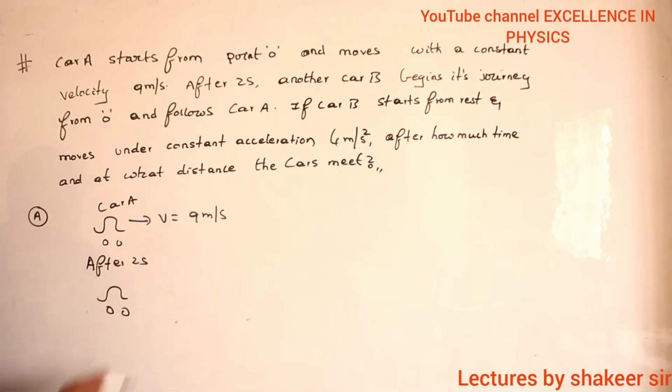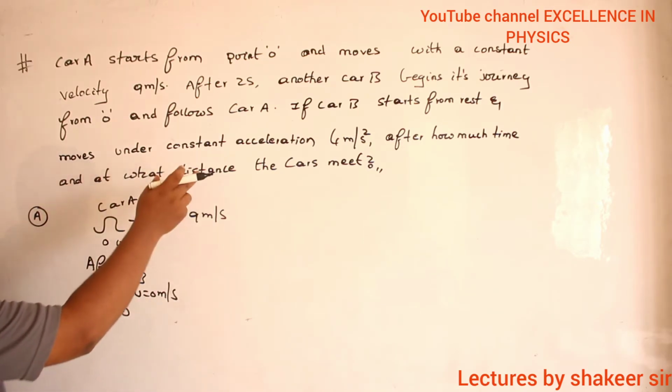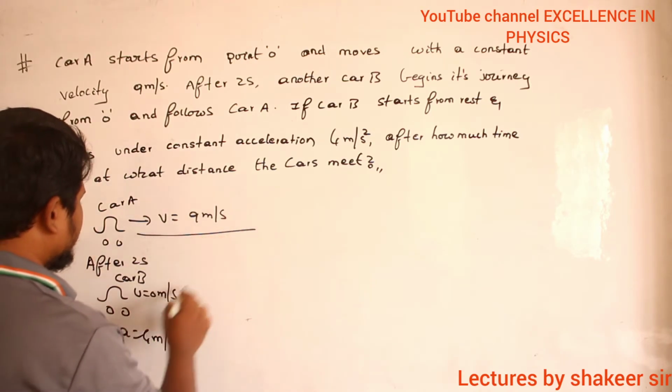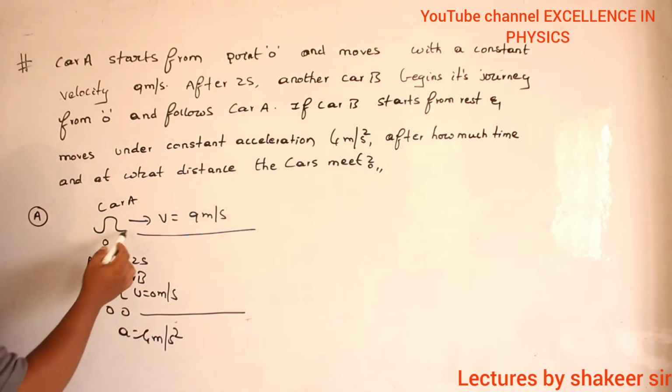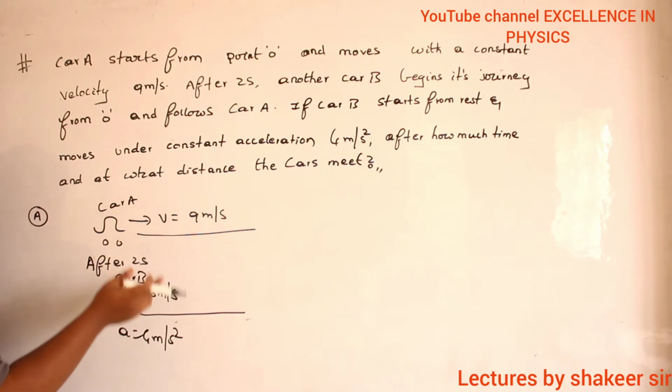Another car has started and it is following this car A. So car B, this is car B. Car B starts from rest position. It means its initial velocity is 0 meter per second and moves under constant acceleration of 4 meter per second square. So both of them are continuing their journeys, but not at the same time. First this one has started. Then after 2 seconds, car B has started its motion.